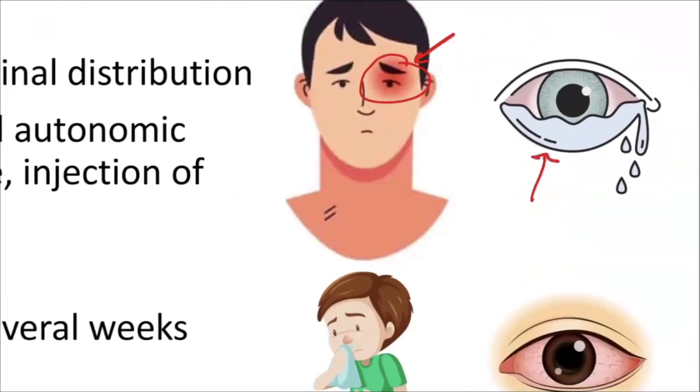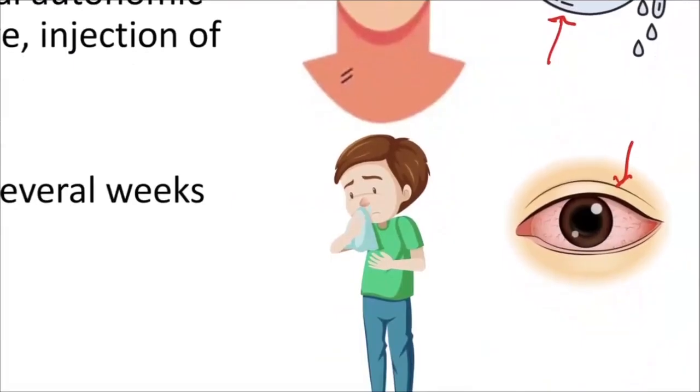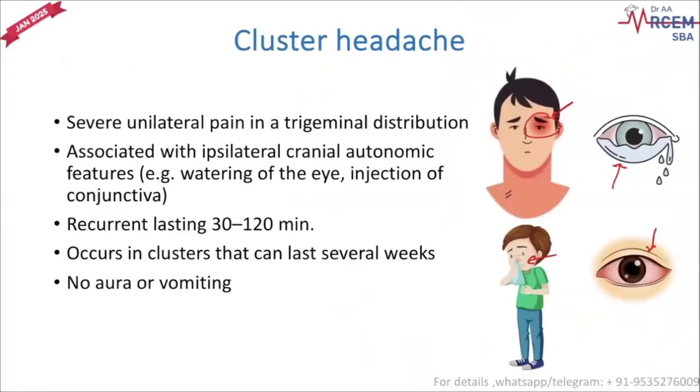The pain is associated with a few other symptoms, like watering from the eyes, inflammation or injection of the conjunctiva, and watering from the nose, basically rhinorrhea. These are usually on the same side. It comes in a cluster of 30 to 120 minutes, and these clusters can last for several weeks, like 3 to 4 weeks.